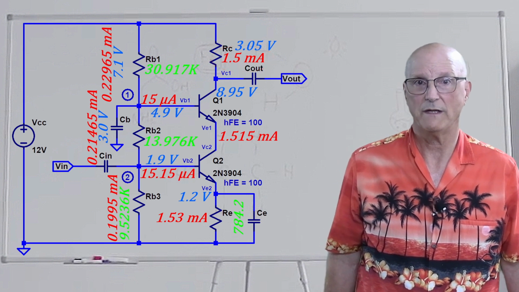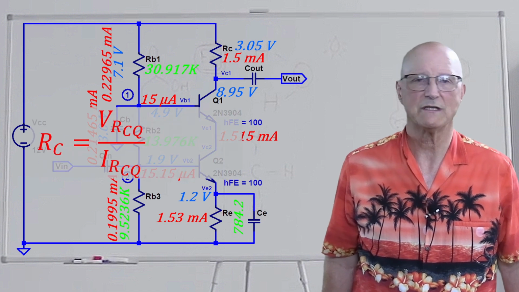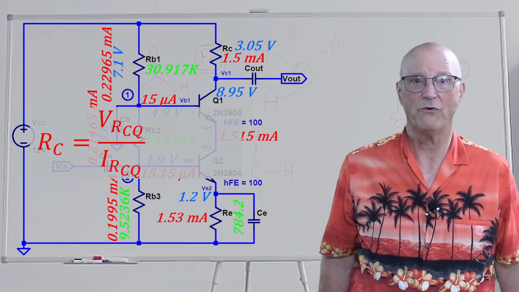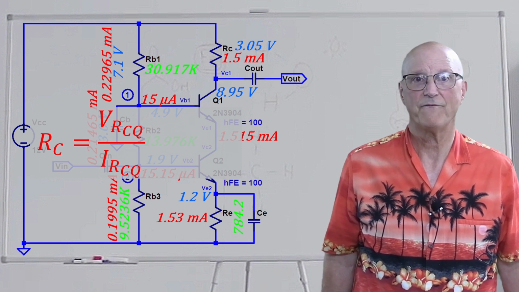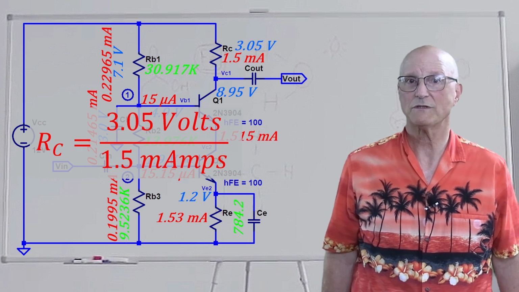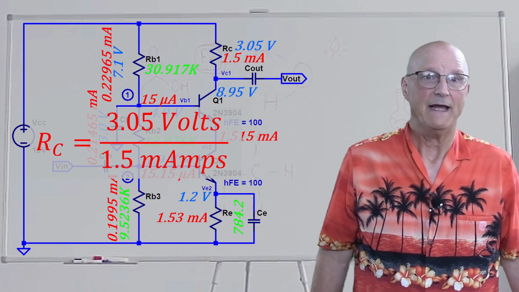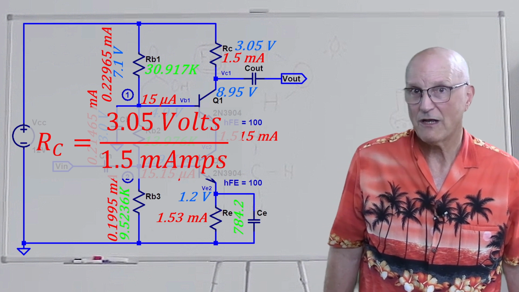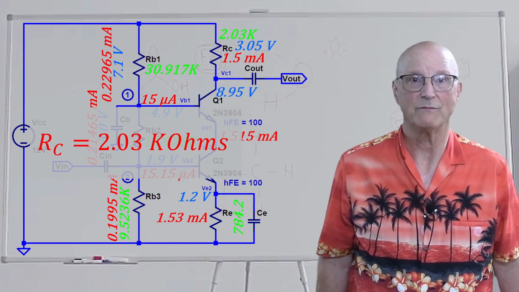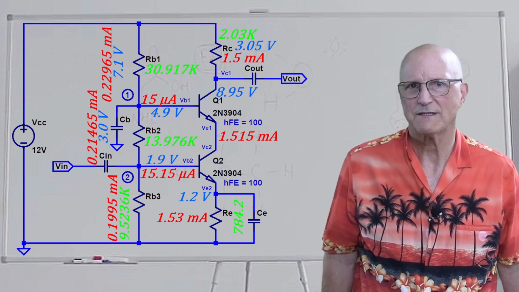Now we turn once again to Ohm's law, which tells us that the value of the collector resistor is equal to the voltage across it divided by the current through it. This gives us the value for the collector resistor of 3.05 volts divided by 1.5 milliamps. And now we know the value of the collector resistor is equal to 2.03 k ohms. So the entire circuit now looks like this.